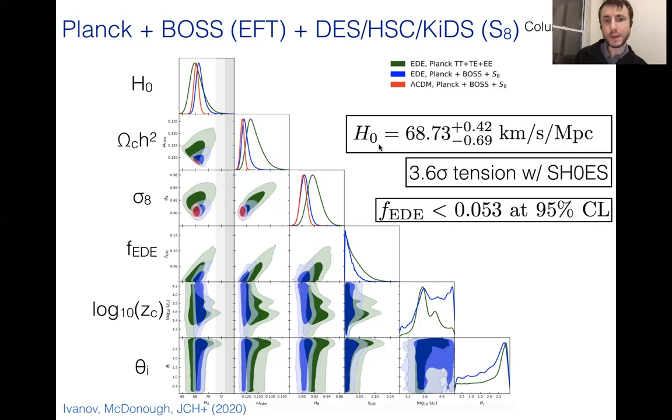So the takeaways here are that when you include the BOSS EFT data, you actually tighten up the constraint on f_EDE even further. You get this upper bound of about 5% of the universe ever having been in this EDE field. And the tension with SH0ES increases accordingly to about 3.6 sigma on H0. If you look at this, you can just see that H0 is not changing compared to its lambda CDM value that's given in red here.